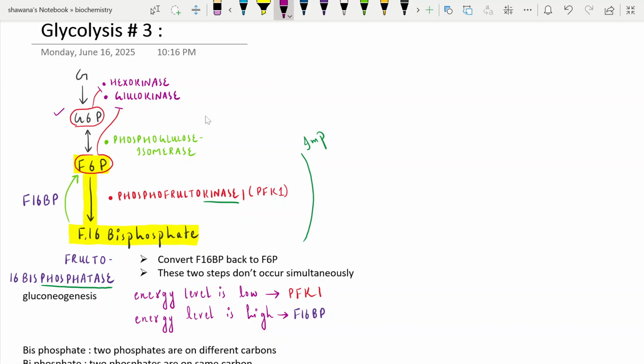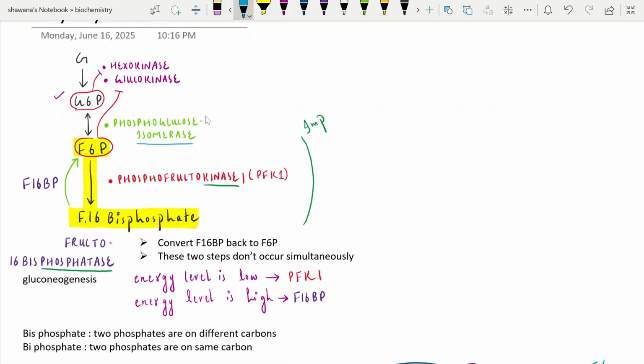The conversion of glucose 6-phosphate to its isomer, fructose 6-phosphate, is by an isomerase enzyme known as phosphoglucose isomerase. Further, the conversion of fructose 6-phosphate to fructose 1,6-bisphosphate is by the action of a very important enzyme known as phosphofructokinase 1, and in this lecture we will abbreviate it as PFK1. This is the step of glycolysis proceeding forward.